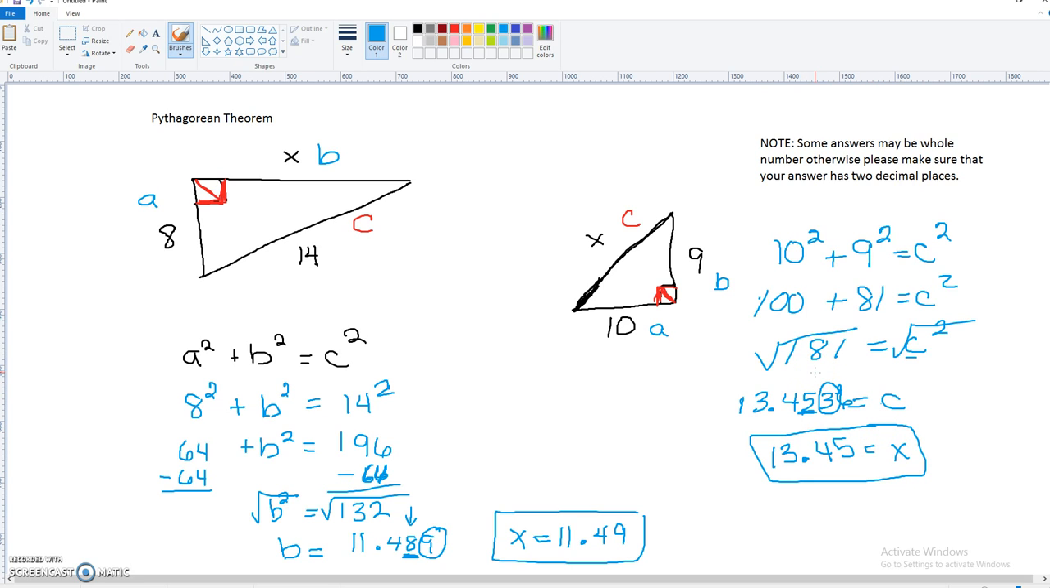Now, I also put a note up here that in this particular topic, you will either have numbers where you have to find and round to the hundredths place, or you may end up having where you find the square root and it's a whole number. Okay, so that is a possibility. But either way, you'll either have a whole number or you're going to have a number with 2 decimal places.